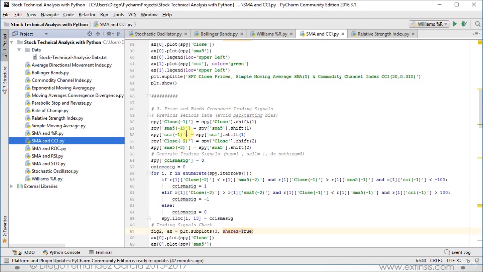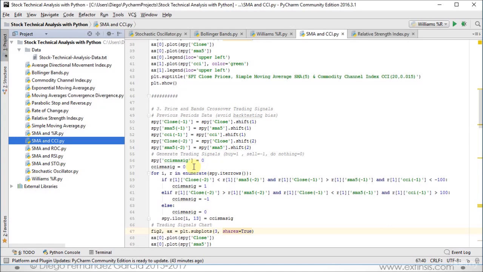The reason we're only creating previous periods commodity channel index is that it's only used to confirm the signal. This is done by going into our original data frame, searching for the original column and shifting it either 1 or 2 positions accordingly. Then we generate our trading signals: buy equals 1, sell minus 1, do nothing equals 0. We create a column, in this case it's going to be named CCI SMA SIG, and we initialize it with 0, where we are going to store all those corresponding trading signals.